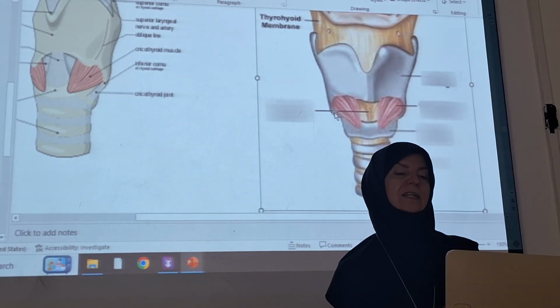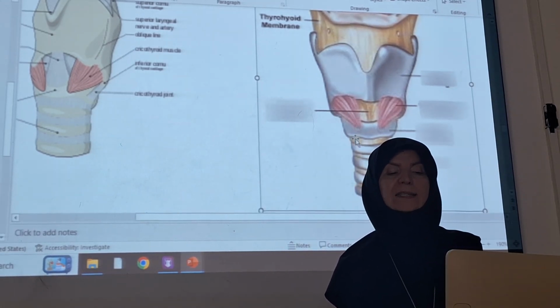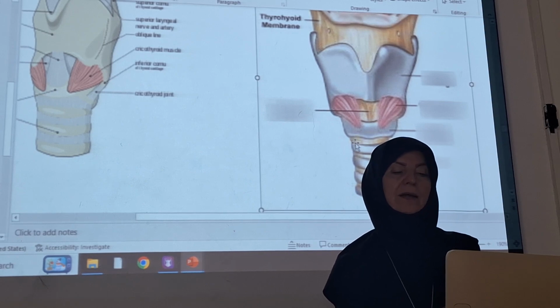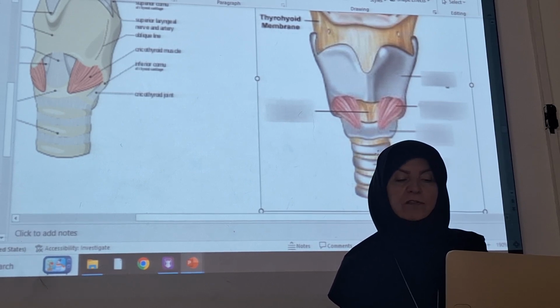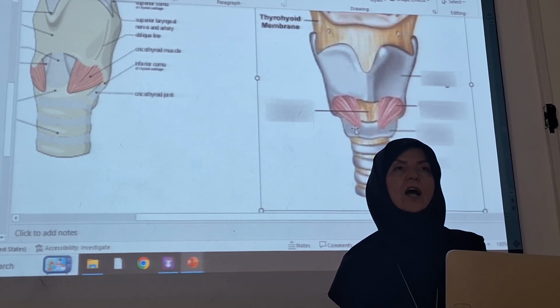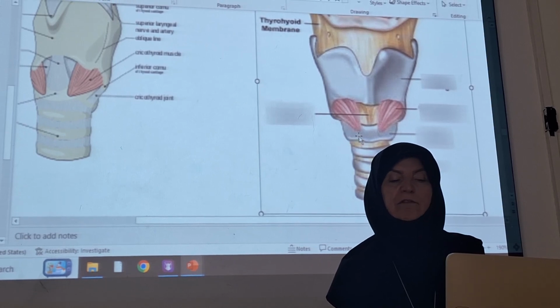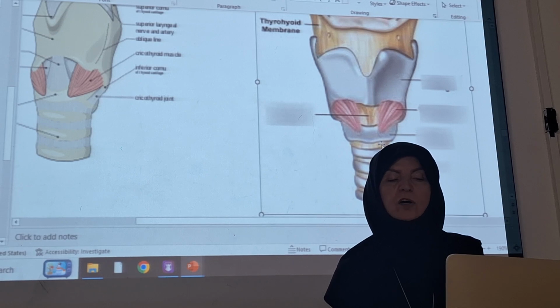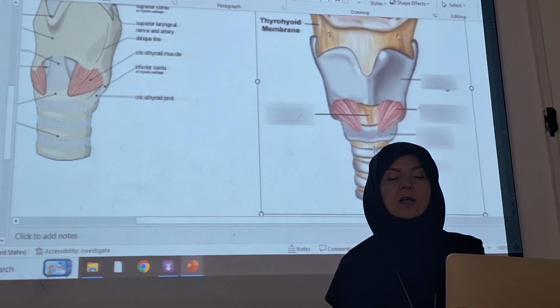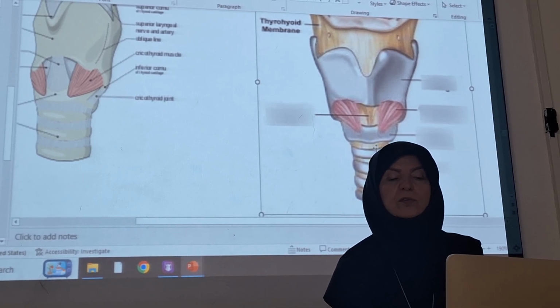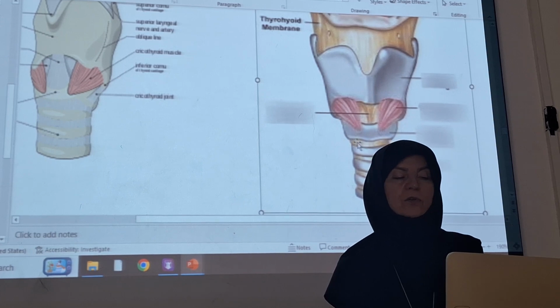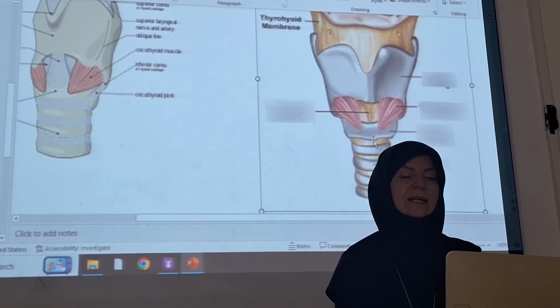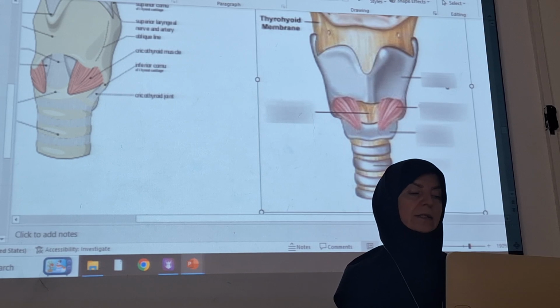Another extrinsic ligament is visible here, between the first cartilage of the trachea and the inferior border of the cricoid cartilage. This ligament we call the cricotracheal ligament. It is an extrinsic ligament in the larynx.